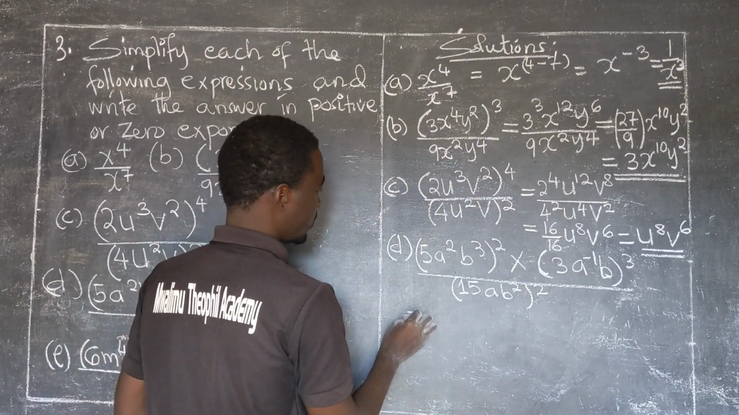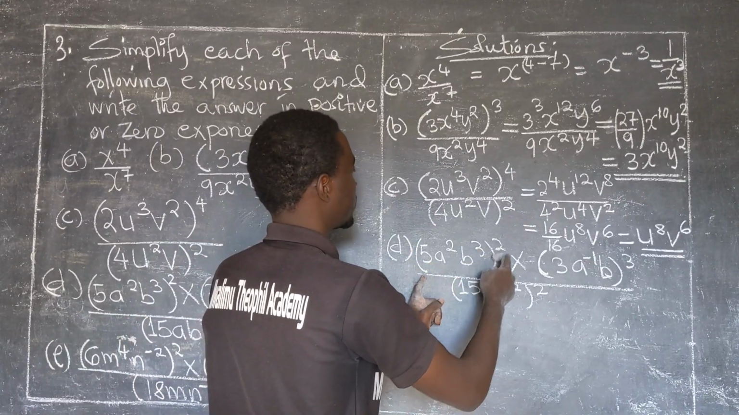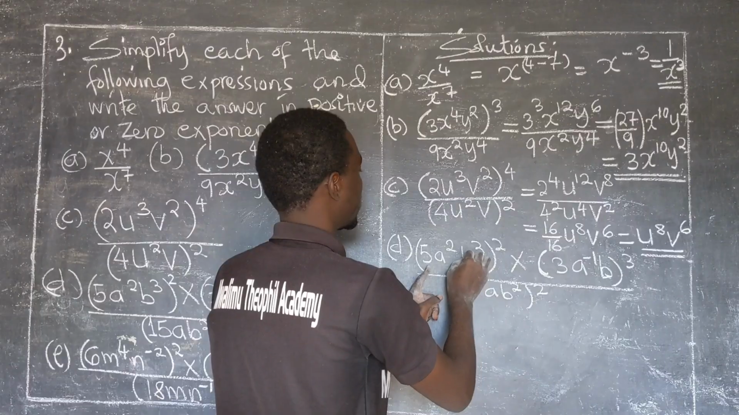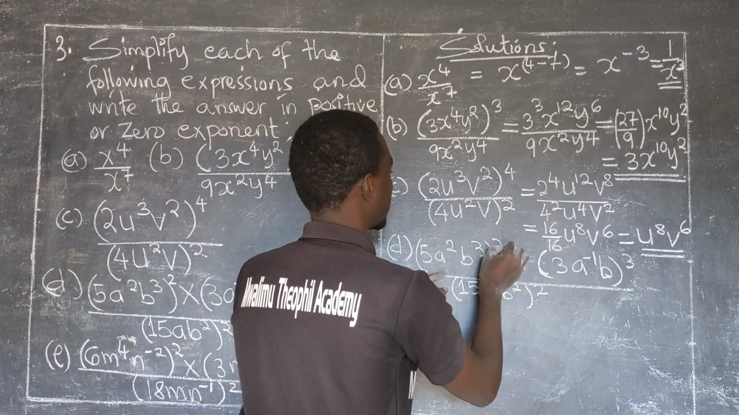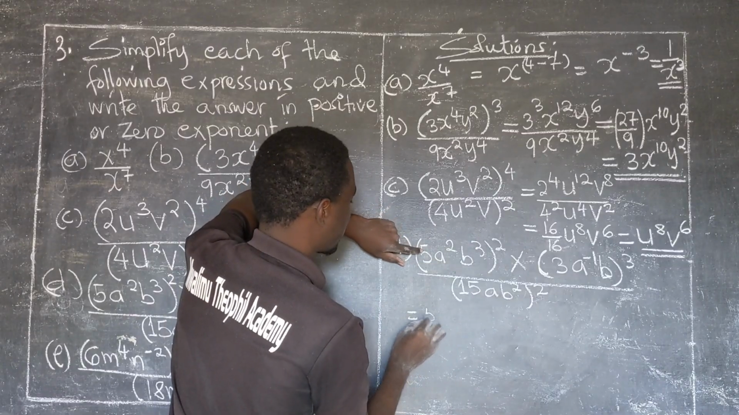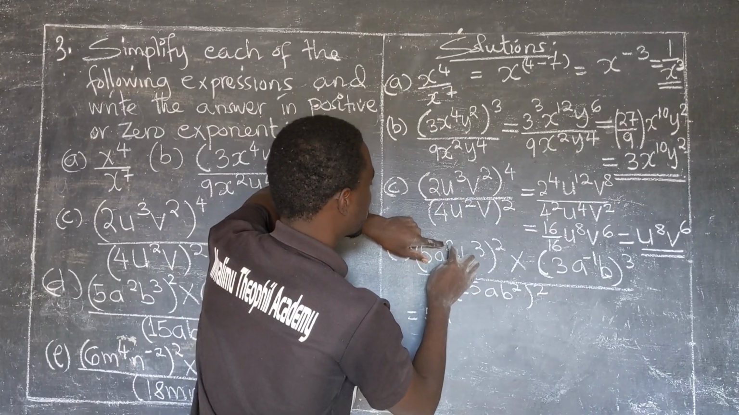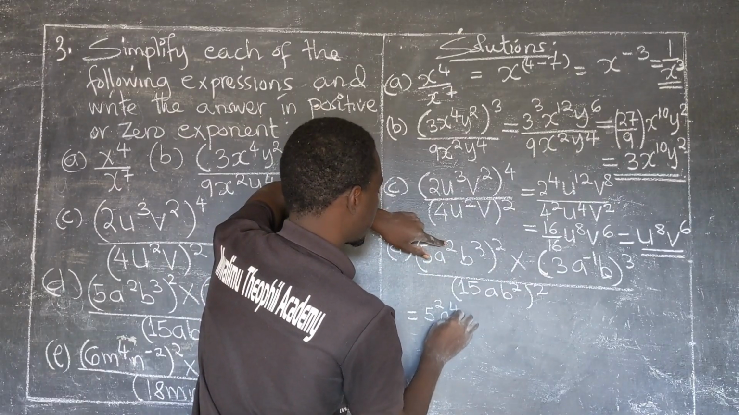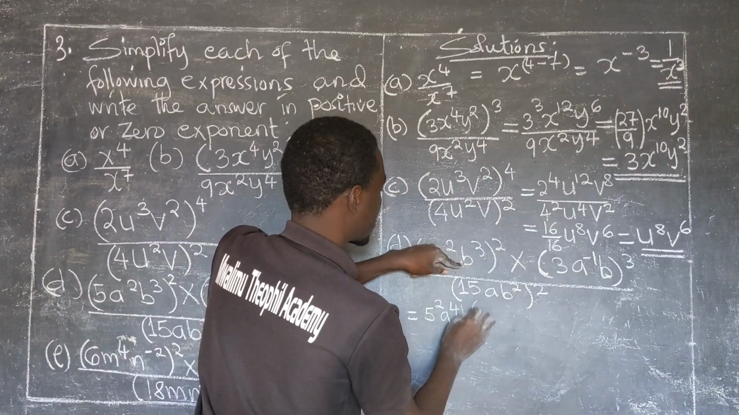Here this will be equal to, this whole term is raised to 2. It means that each value inside the bracket will be expressed under the exponent of 2. Now 5 raised to 1 times 2, we're going to have 5 square times a raised to 2 times 2 is a raised to 4, b raised to 3 times 2 is b raised to 6.